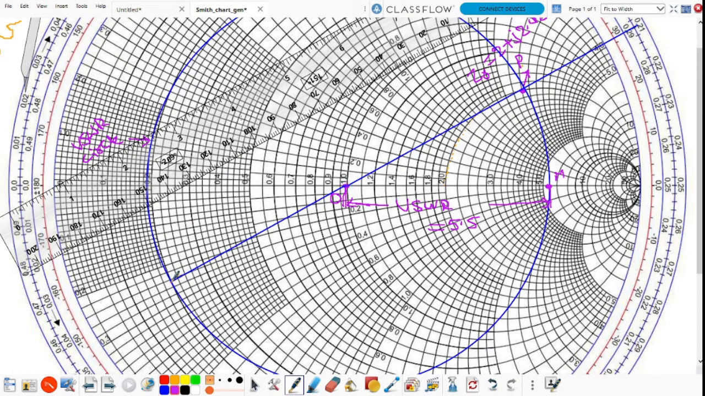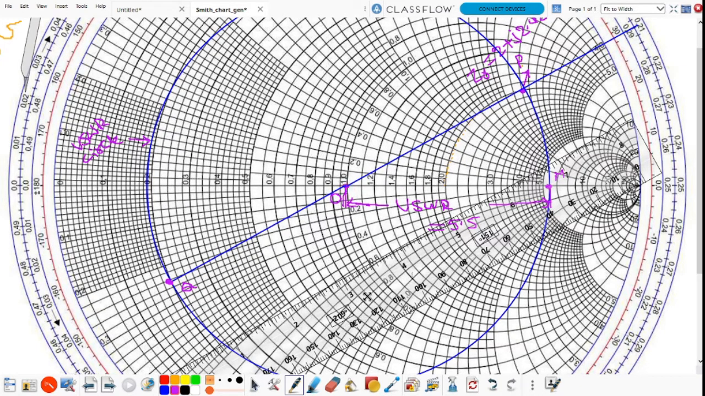That meeting point, or intersection point, is considered as point Q. This point Q is called the normalized load admittance. This normalized load admittance, point Q, lies on the 0.2 constant circle.